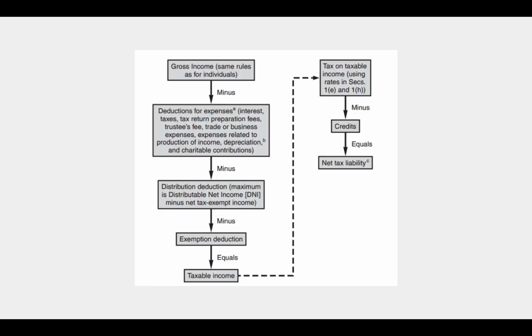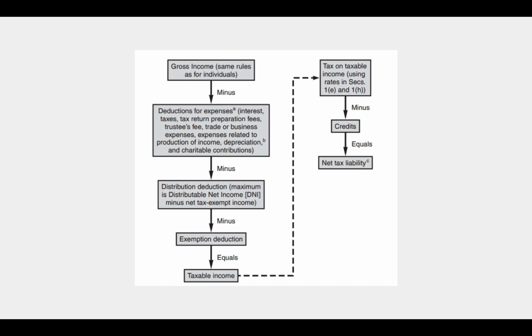And here is a graphic displaying how to calculate the net tax liability. So we start with gross income, which is the same as we have for individuals. And then we have deductions for expenses. And we have in parentheses in there some common deductions. Then we subtract the distribution deduction. And the maximum distribution deduction is the distributable net income minus net tax exempt income. And we're going to define that in a later slide.